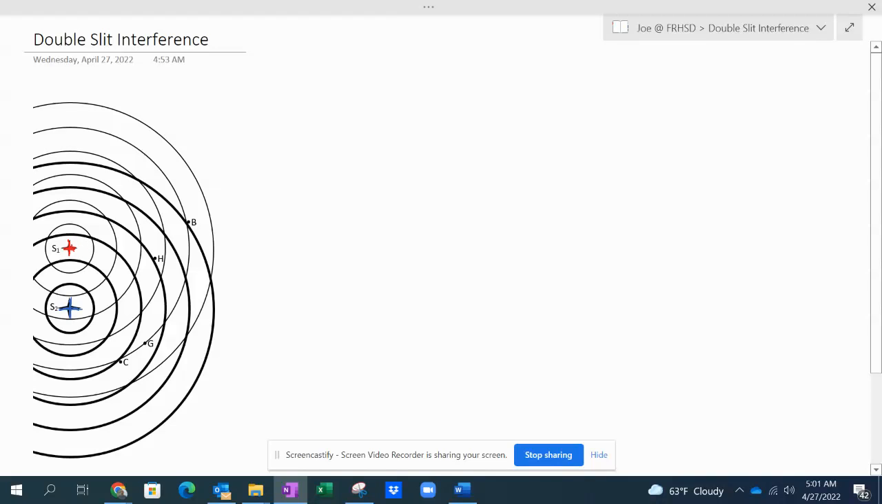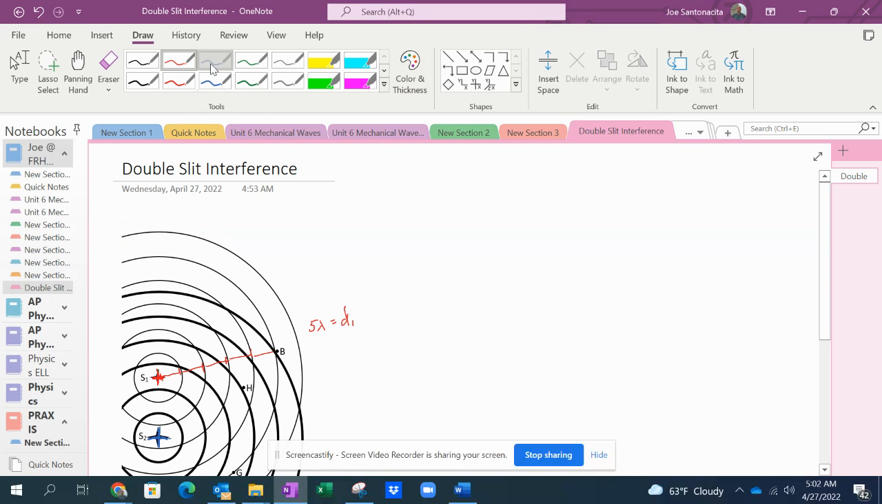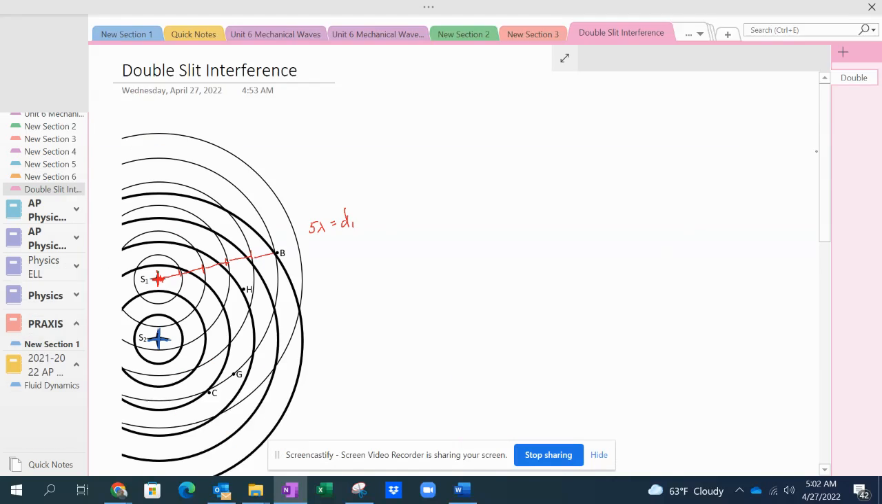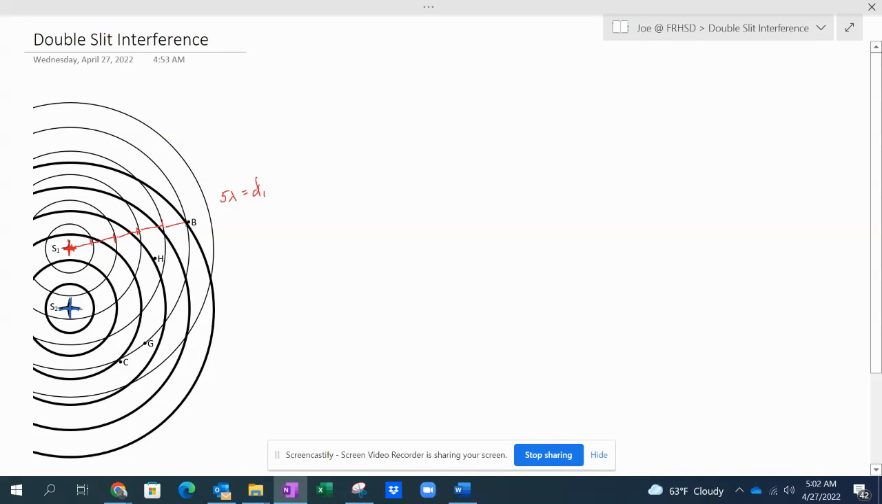If I look at this in terms of wavelength, I have 1, 2, 3, 4, 5 wavelengths from source 1. And then again, if I look to get constructive interference from source 2, when I look at this, I have 1, 2, 3, 4, 5, 6 wavelengths.